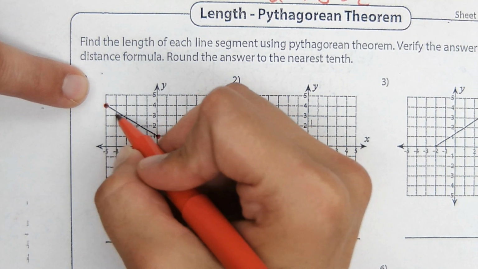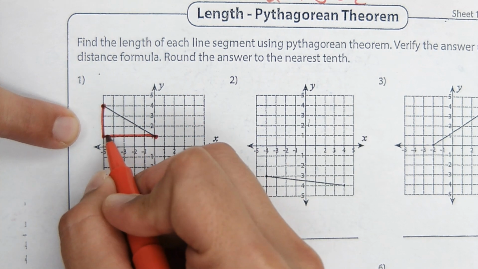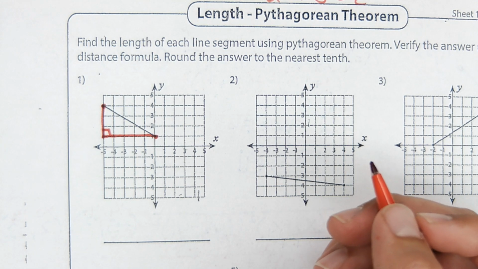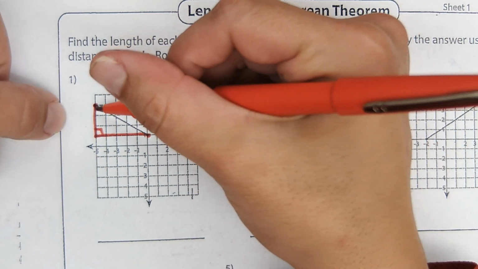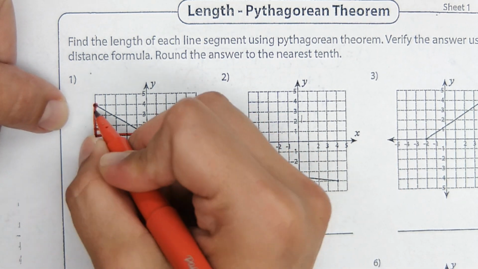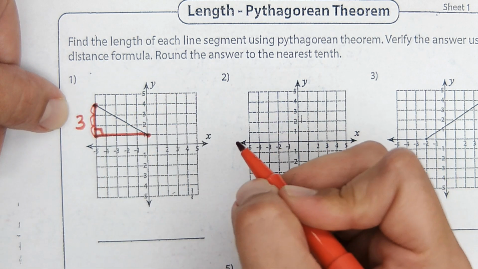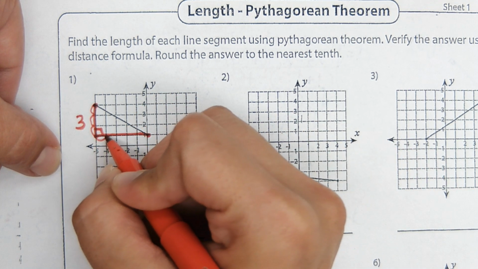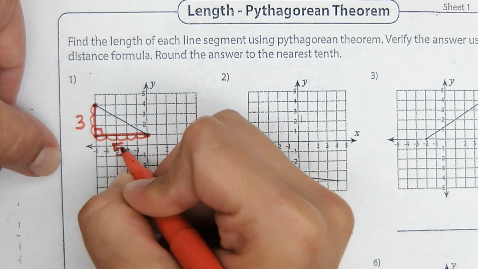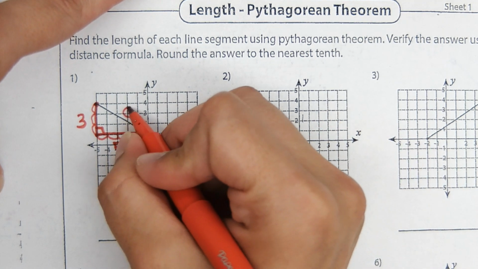So from this diagonal line, just make a right triangle, like draw it out. And now that we have a right triangle, we can use Pythagorean Theorem to find the length of the hypotenuse, this diagonal line. So the length of this here, 1, 2, 3 units. And the length of this, 1, 2, 3, 4, 5 units. And then we're going to find C, the hypotenuse.